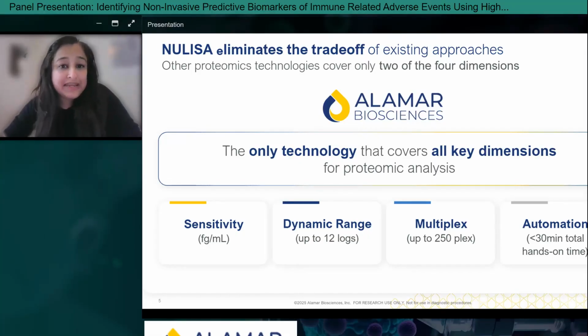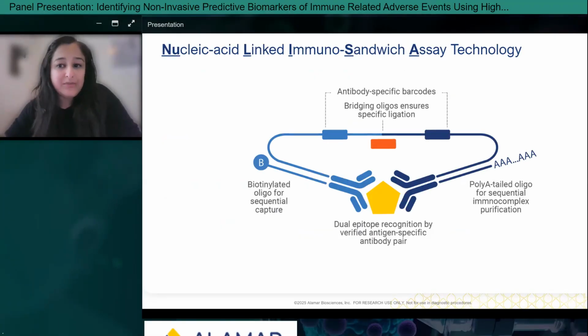So how do we achieve that high level of sensitivity? The key really lies in the unique chemistry of the proximity ligation-based assay technology. There's sequential capture and release mechanisms that are built into our workflow that allow us to suppress assay background and enable attomolar sensitivity. So shown here in the schematic, NULISA leverages a pair of antibodies for each target, a capture antibody, as shown in the dark blue here, and a detection antibody shown in the lighter blue.